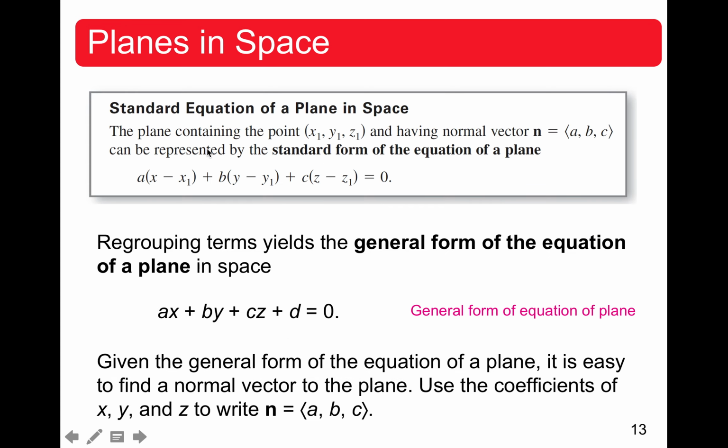So, and then we can see in the box here, that's the same equation that we saw on the previous slide. So if you regroup the terms into the general form of the equation of the plane, so just ax plus by plus cz plus d, that gives you your general form of the equation of a plane.